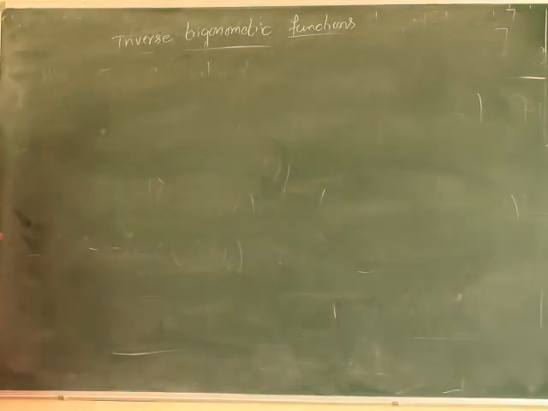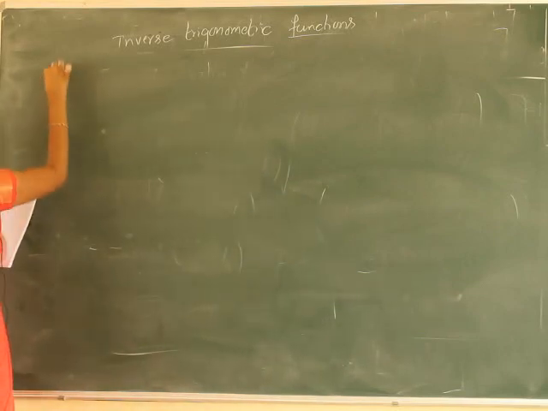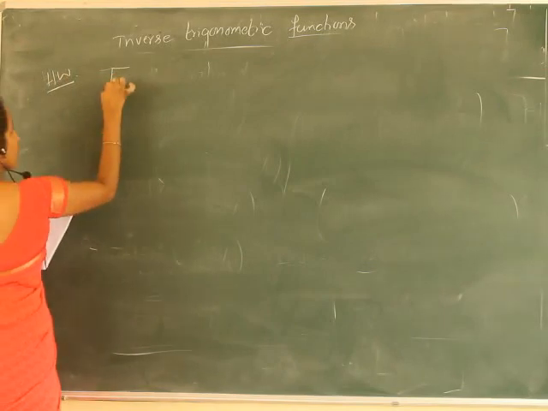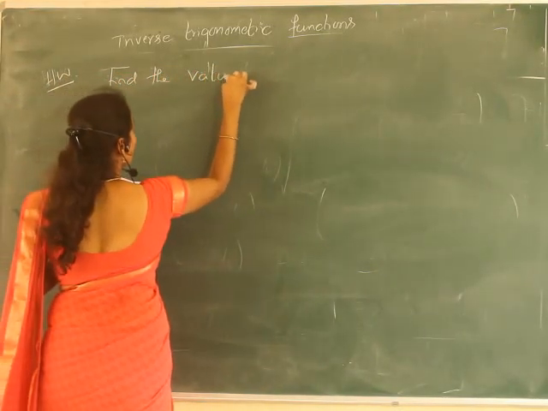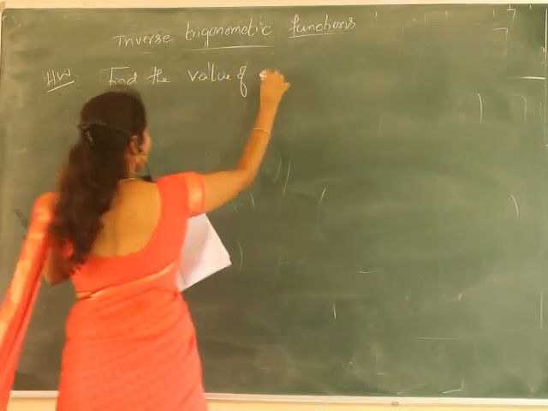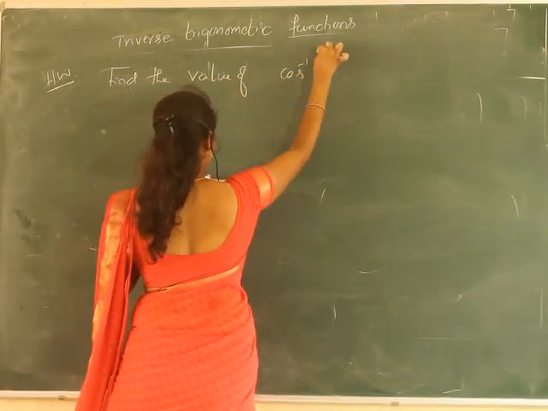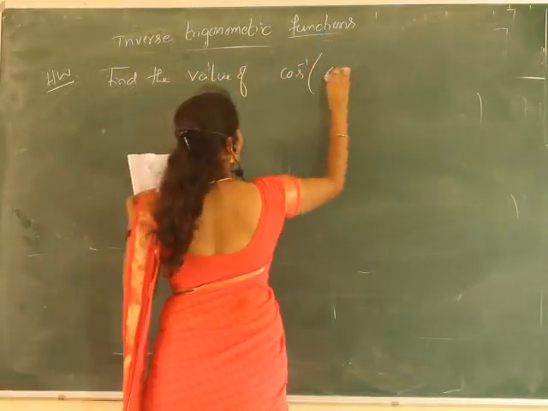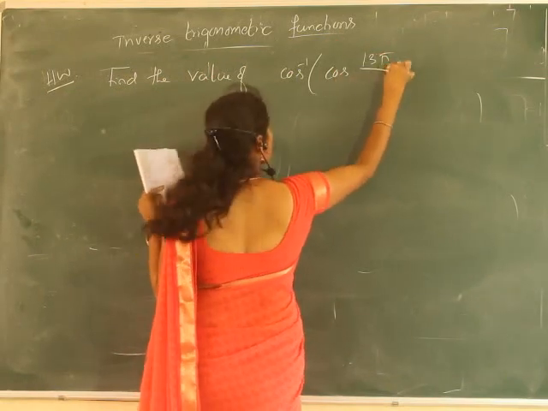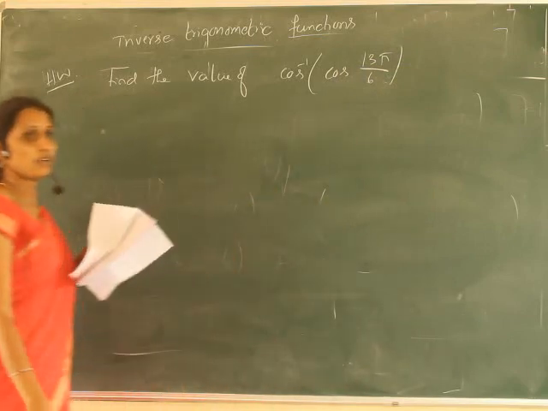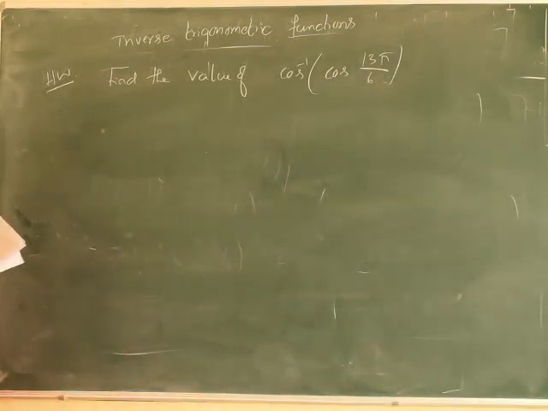I'll give some homework problems based on this. Find the value of cos inverse of cos 13 pi by 6.